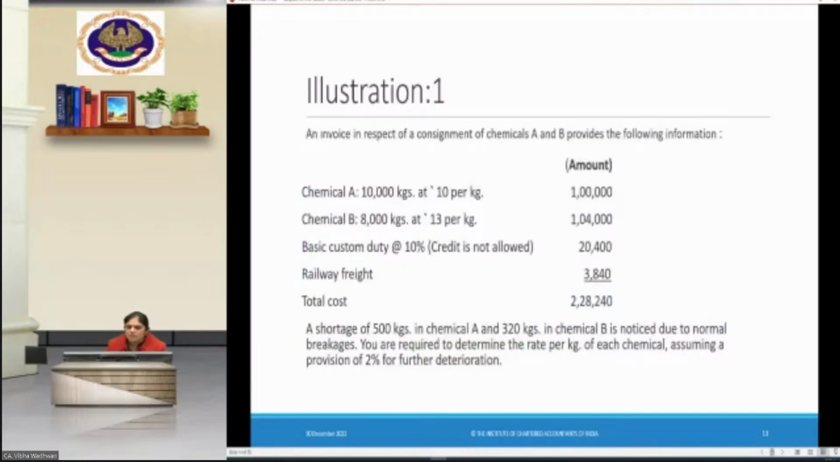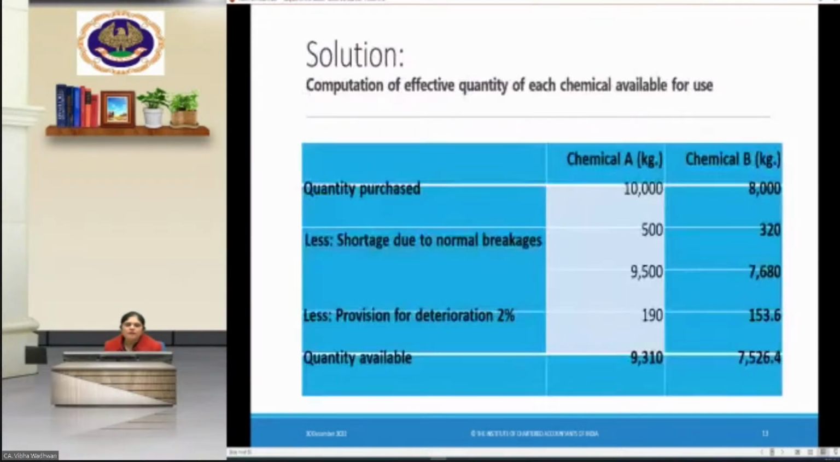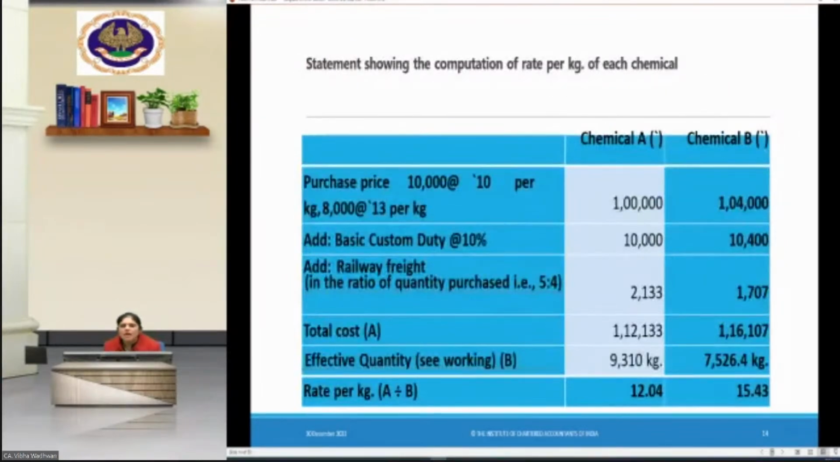Just go through it once. So this was the question. We have taken care of the shortage and of course the further deterioration in the chemical. This was the quantity available. We calculated the effective quantity after taking care of shortages and further deterioration, so effectively we are left with 9,310 and 7,526 of the two chemicals respectively. Then we calculated the total cost by adding the custom duty and railway freight. So the total quantity is there and the total cost is there. The rate per kg is the total cost divided by the effective quantity. So the rate per kg has come this way, the value of material per kg.